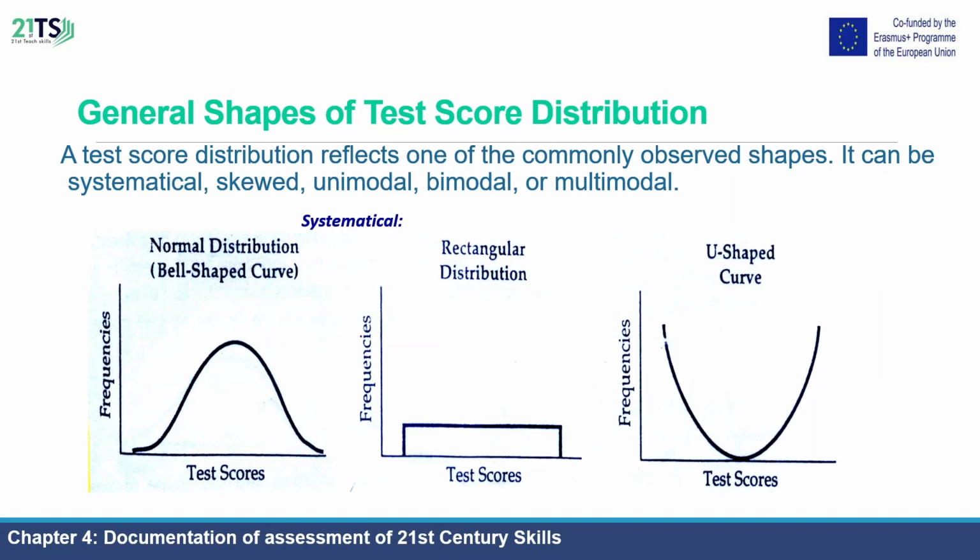In general shapes of test score distribution, a test score distribution reflects one of the commonly observed shapes. It can be symmetrical, skewed, unimodal, bimodal, or multimodal.